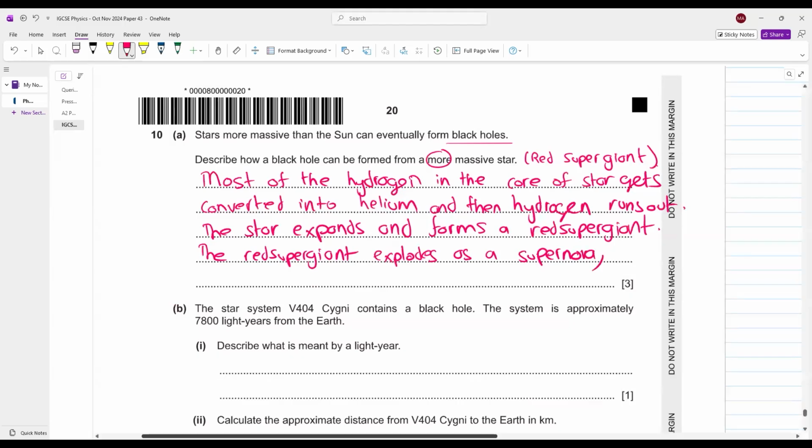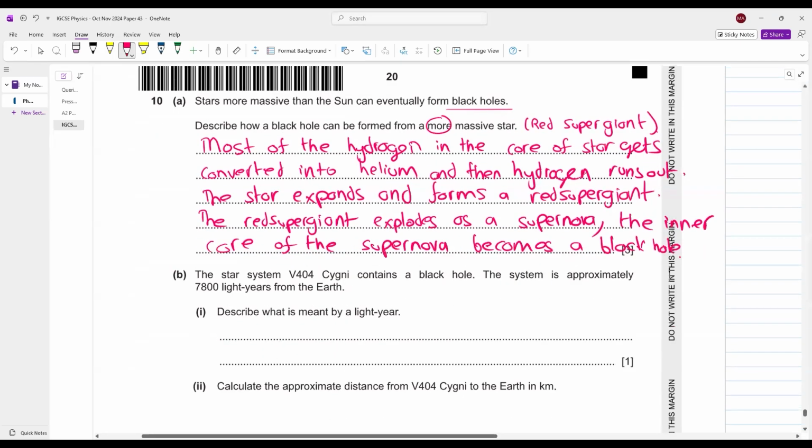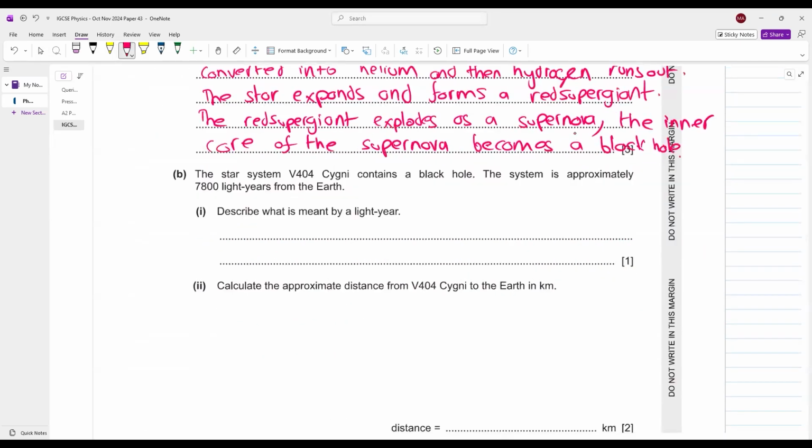The inner core of the red giant forms the black hole. The inner core of the supernova becomes a black hole. Easy peasy lemon squeezy. Let's further move ahead. The star V404 contains a black hole.